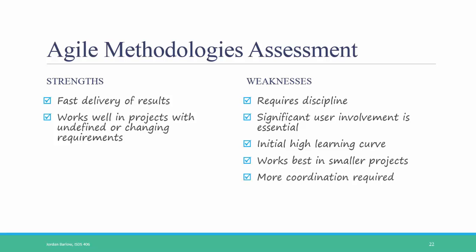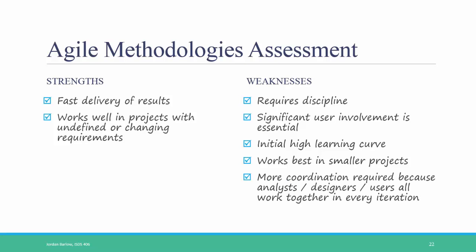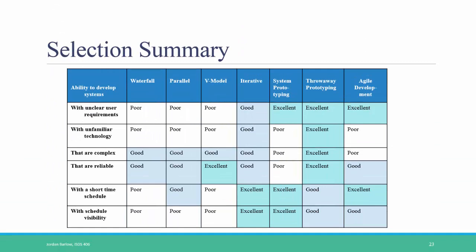More coordination is required because the analysts and the designers and the users all have to come together in every iteration. In some types of Agile methodology, there's a team that is put together of analysts, designers, and users, and they meet every 2 to 4 weeks. So users are heavily involved, which can be a pro, but it can also be a con because of the increased coordination. Here's a summary of what types of systems work well with the different development methodologies.